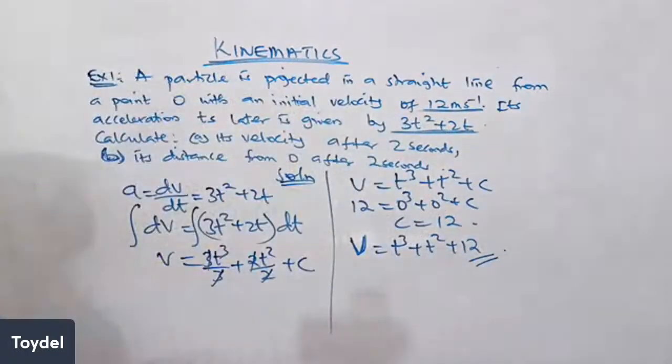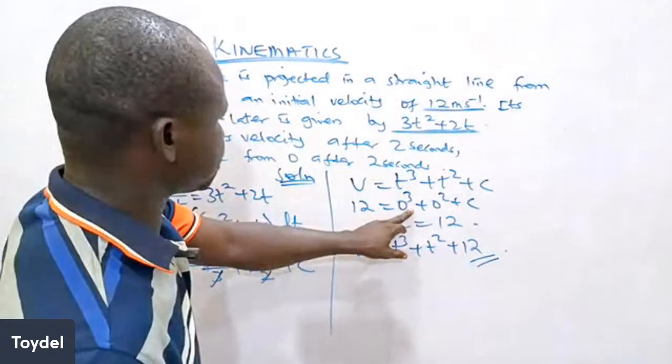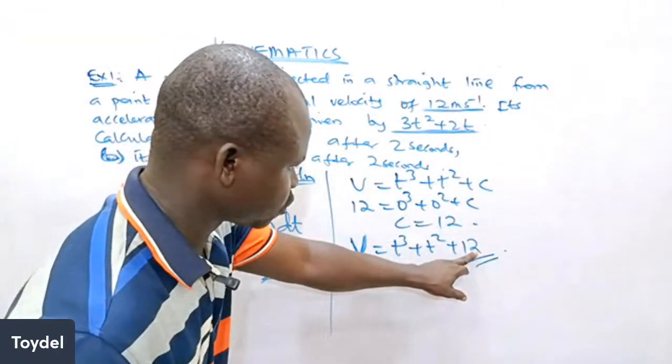So we have been able to get the value of that C because C is an arbitrary constant. For us to be able to know the value of C, that is what we are going to do. So that is V is equal to what we have. This is the value when t is at point 0. We got it to be 12.